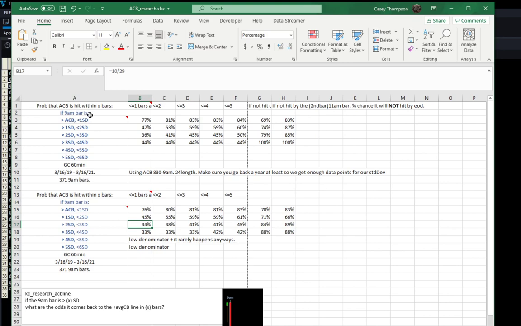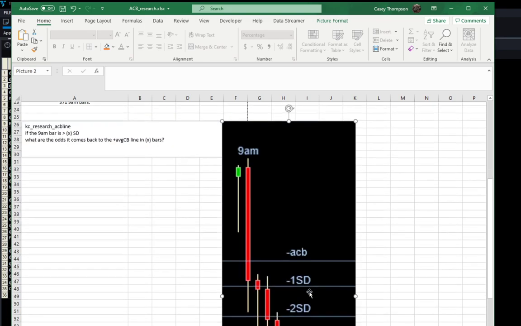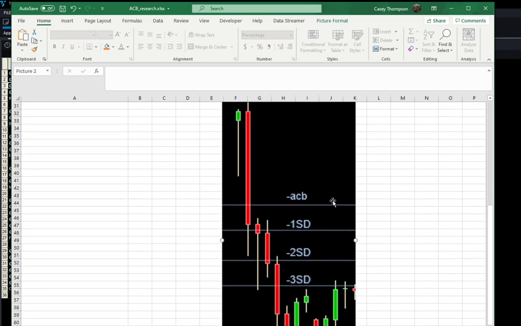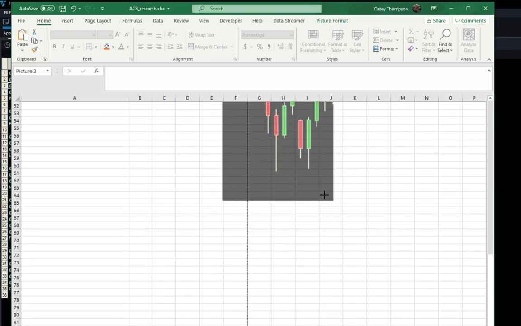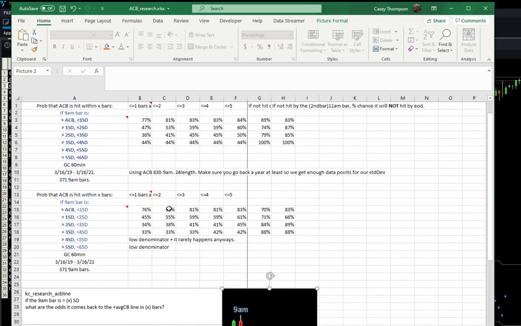Probability that the average CandleBody is hit within X bar. What do you mean? If the 9 a.m. bar is greater than average but less than one standard deviation, what are the odds it comes back to the plus average CandleBody line? So if you see from this picture, the 9 a.m. bar is this red one. No, it isn't. Are you sure? Because that's quite the bar. Why is the average CandleBody that huge? Because it's the 9 a.m. bar. I see what you're saying.